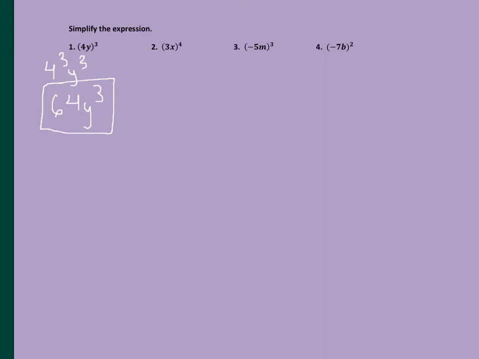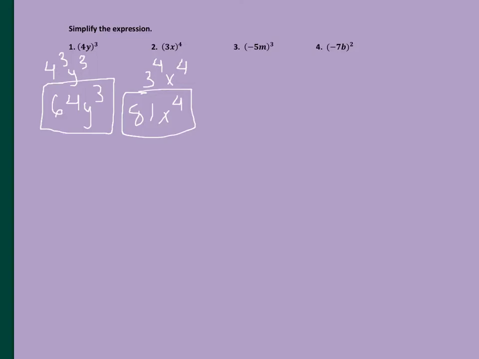So let's look at this one. 3 to the fourth, x to the fourth. So that would be, let's see, 3 to the fourth, 81. x to the fourth. So go ahead and press pause, try the next two.